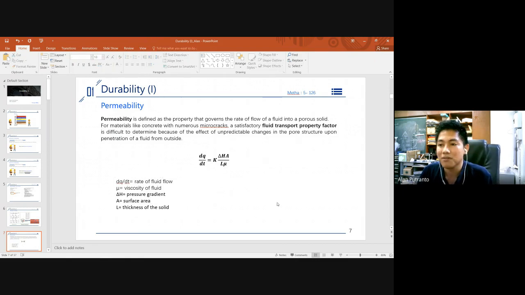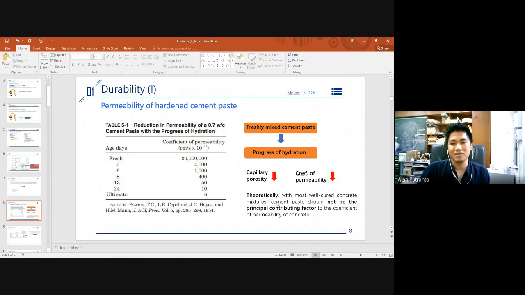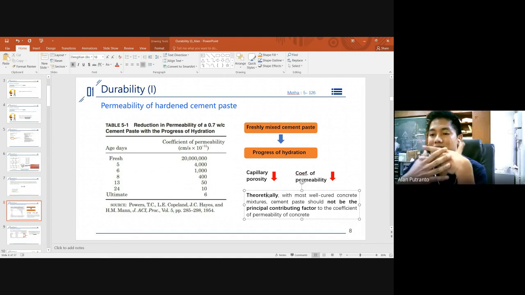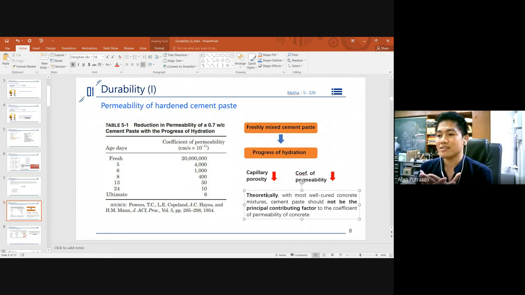Okay, now let's see this kind of table. If you open your Metha, you will find this table. In the fresh cement mix phase, the cement will experience the hydration process, right? If we see this table, we are talking about the coefficient of permeability. For fresh concrete at an age of 5 days, the coefficient of permeability is higher.